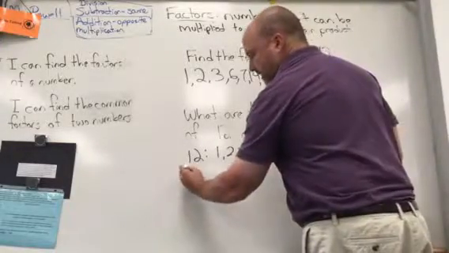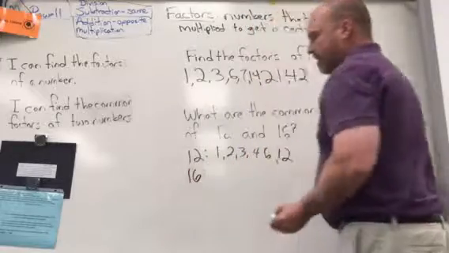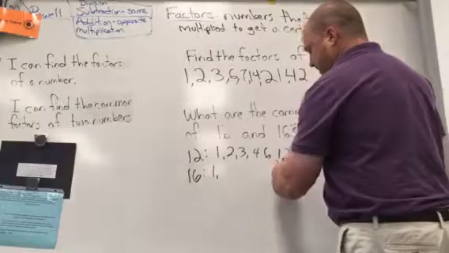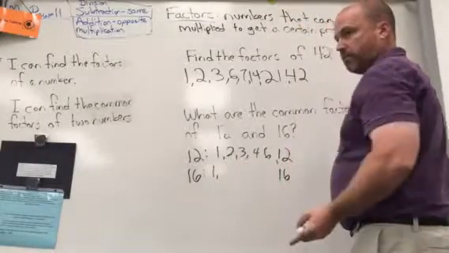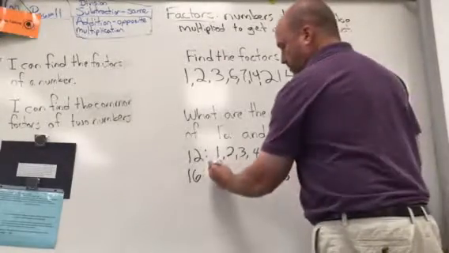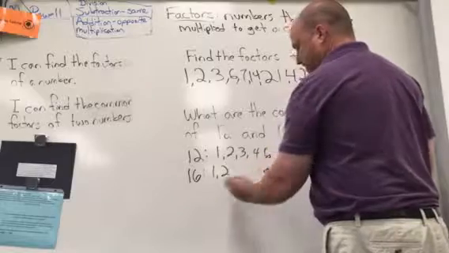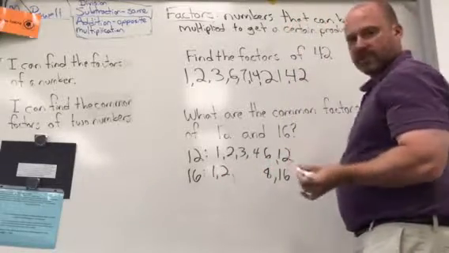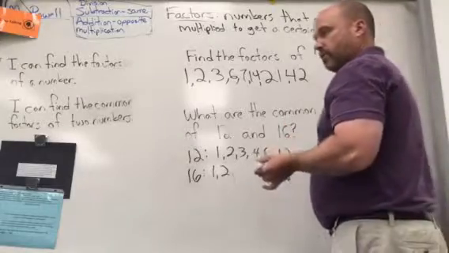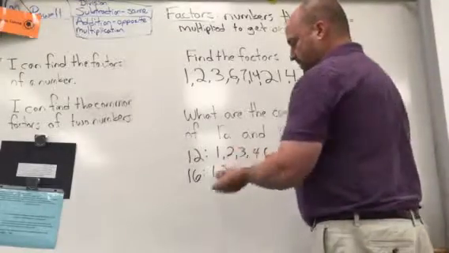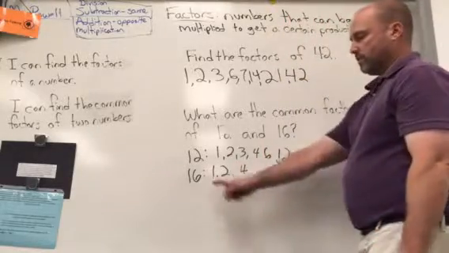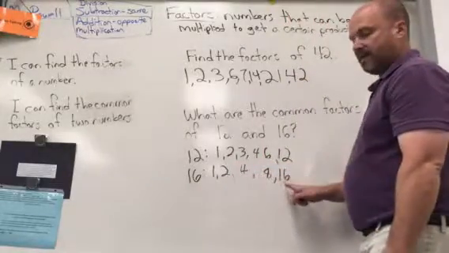Then I go to 16, and I do the same thing. I know 1 and 16 are factors. Then I go to the number 2. Is anything times 2 16? 2 times 8 is 16. So then I go to the next one. 3: is anything times 3 16? No. 4 times anything equals 16. 4 times 4, so I'm only going to put that one time. So the factors of 16 are 1, 2, 4, 8, and 16.